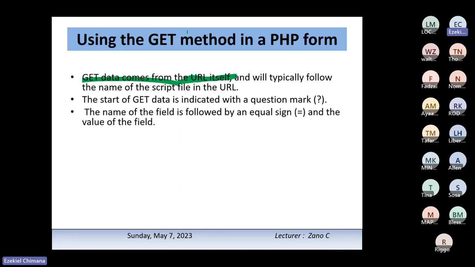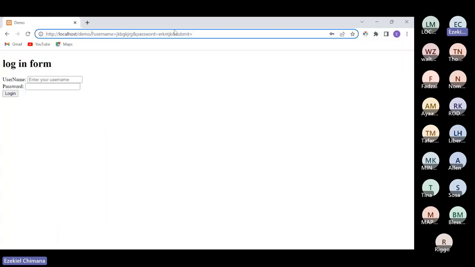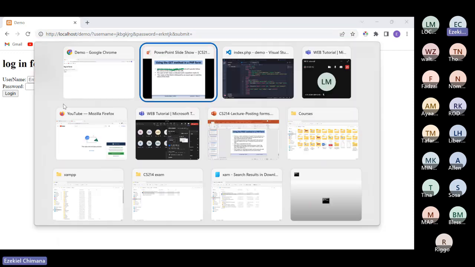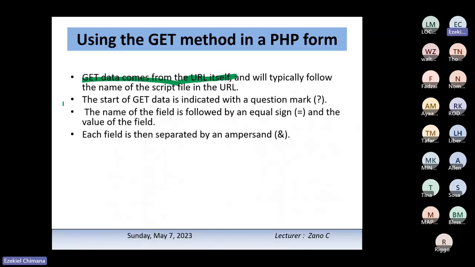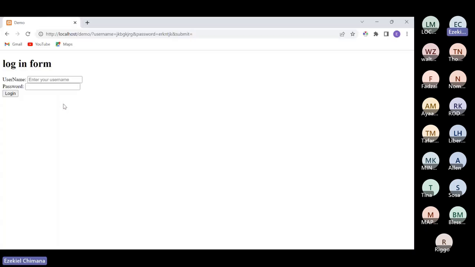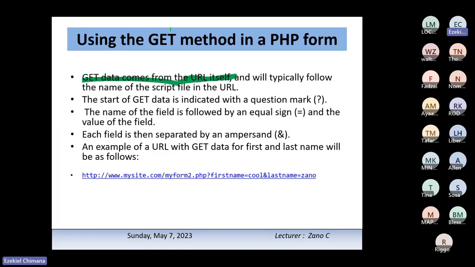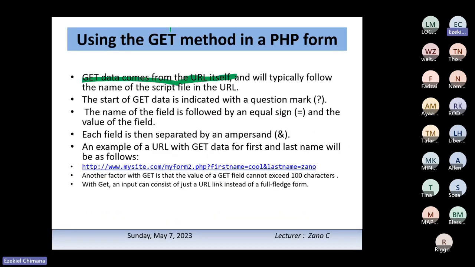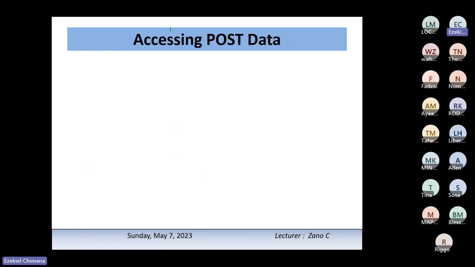So the name of the field is followed by an equal sign and the value of the field. So the name of the field, the username, this field, and then its data. Then the password with this one and its data. That's what we are talking about. So each field is then separated by an ampersand, this operator, this and that you see here, which separates each field. So this is what they are demonstrating there.